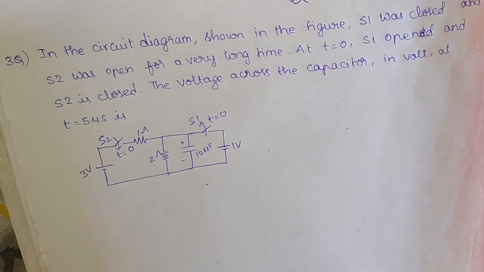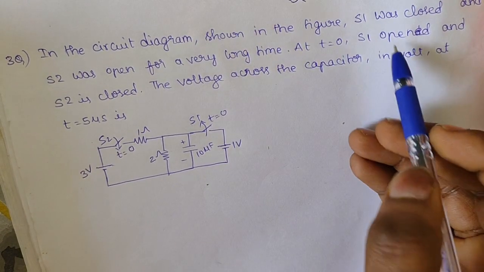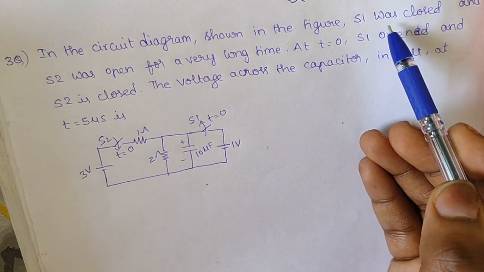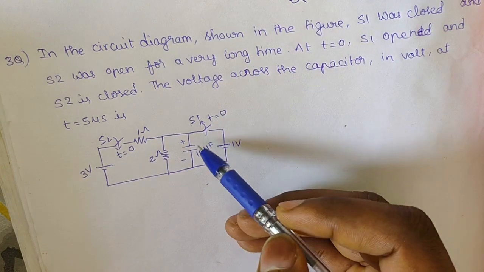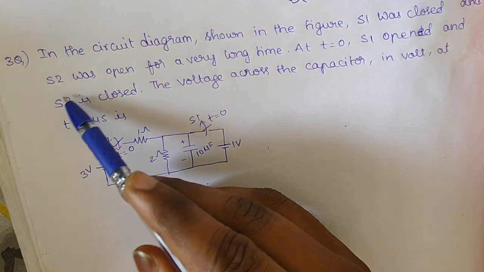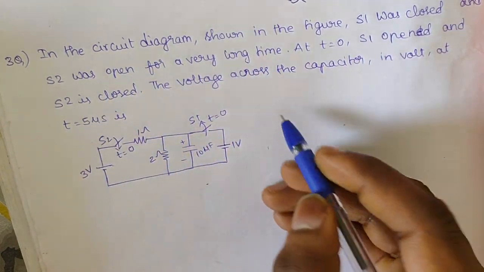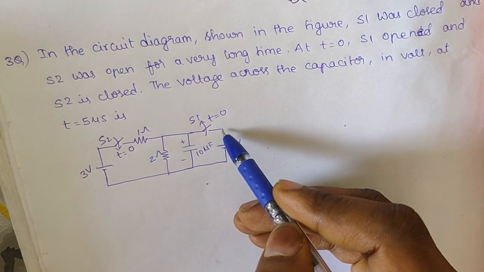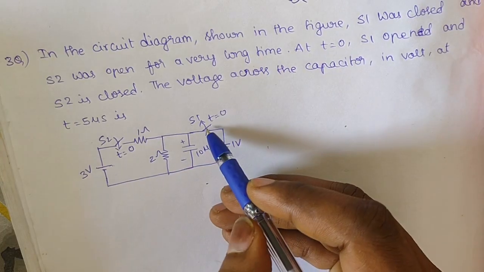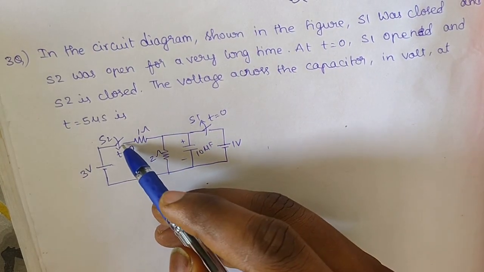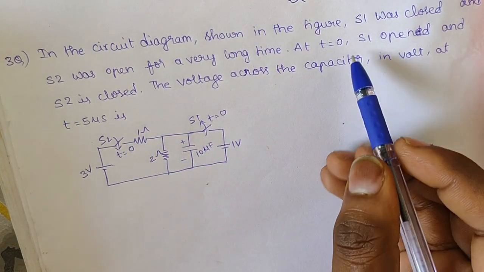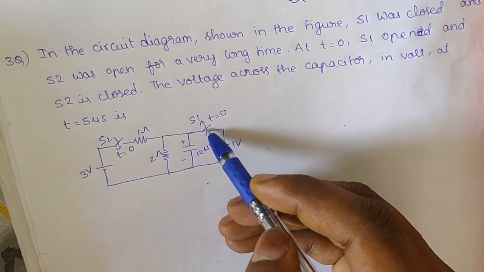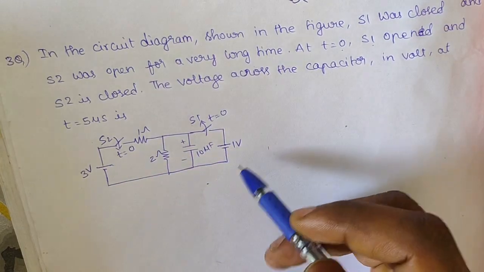In this question, S1 is closed and S2 is opened for a very long time at t minus, that means before the switching operation, this is closed and this is opened. Next, at t tends to 0, S1 is opened and S2 is closed.